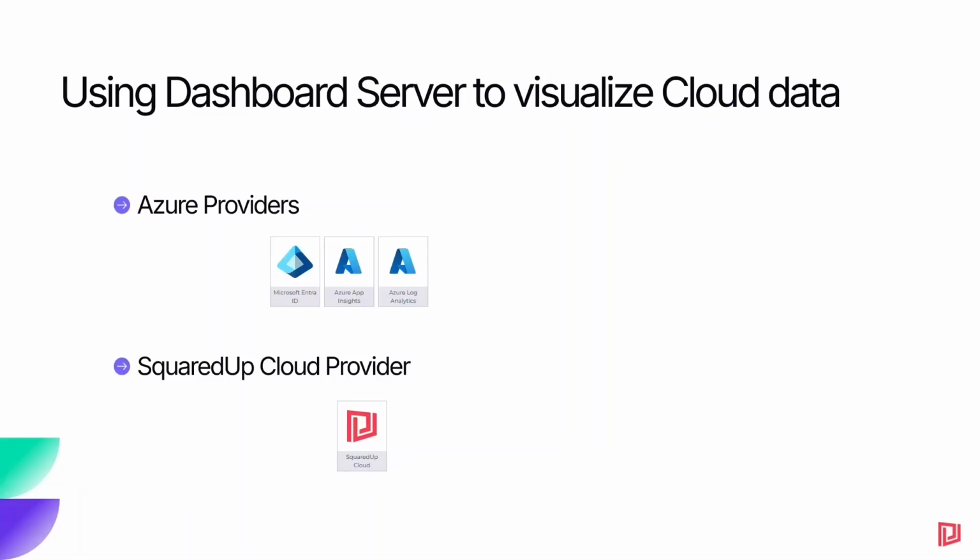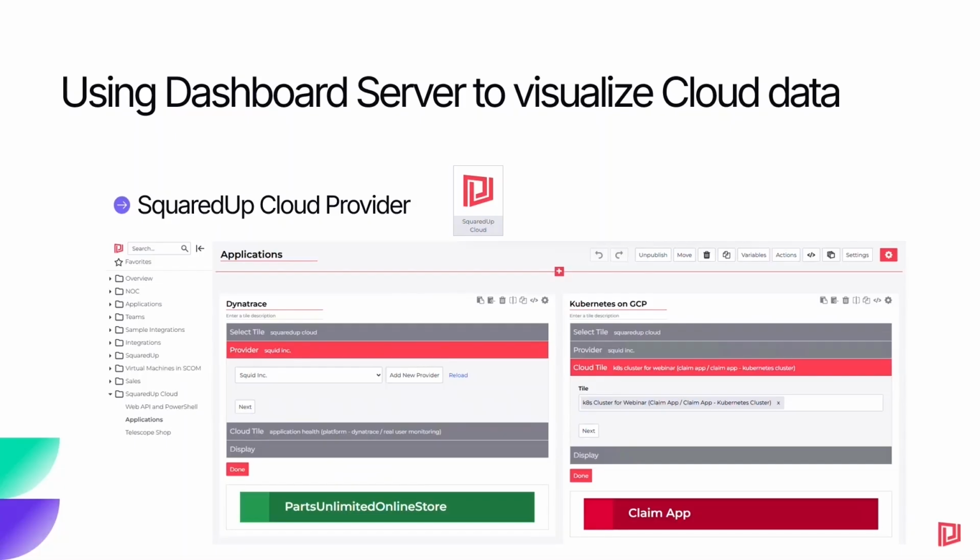So switching back to the slide deck, it will just be a quick review of that. Our preferred method of surfacing cloud data into Dashboard Server is to use the SquaredUp Cloud provider. And when you've got that configured, use the SquaredUp Cloud tile, choose your SquaredUp Cloud tenant, in this case Squid Ink, and then choose your tile. And that then allows you to surface data from cloud into Dashboard Server. So you're using Dashboard Server as your main visualization tool.